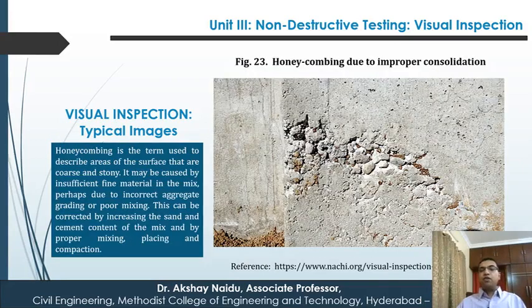Next, this is a picture of honeycomb. Honeycombing is due to improper consolidation and vibration. The coarse aggregates settle at one portion of the concrete mix, and when we finally pour the concrete and the concrete hardens, and we remove the formwork, we see this defect, honeycombing.